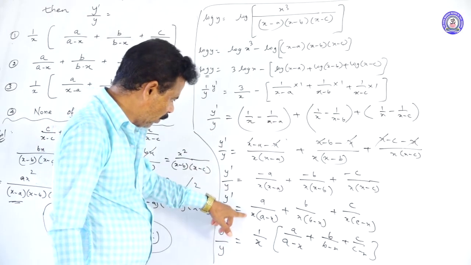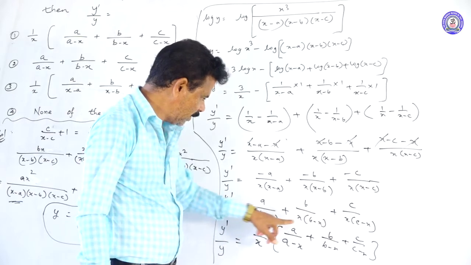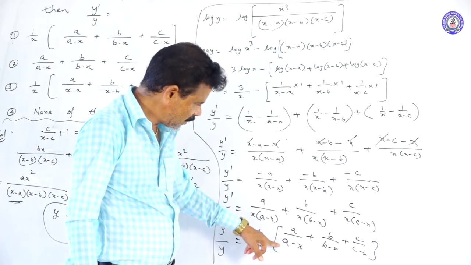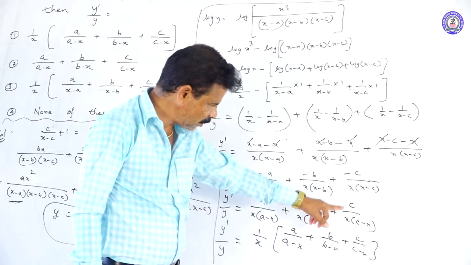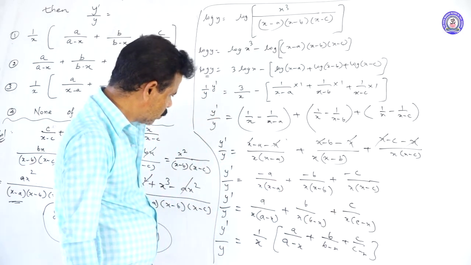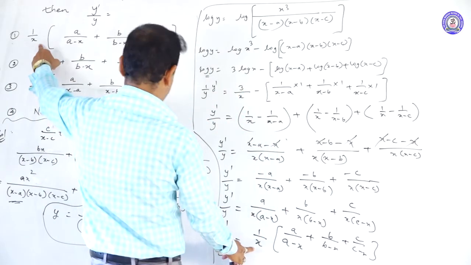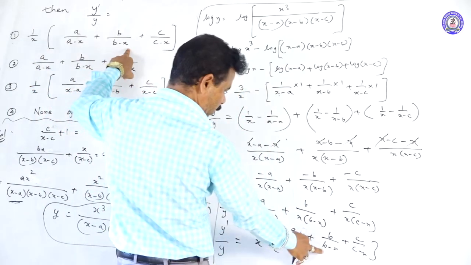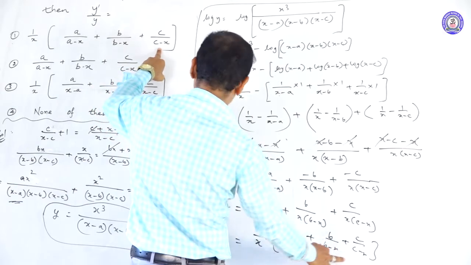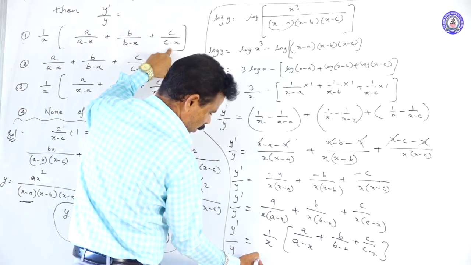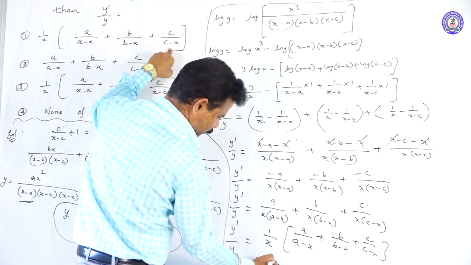Next step, here 1 by x is common in each term, so taking 1 by x common, we have a by a minus x, b by b minus x, c by c minus x. So which is the right answer here? 1 by x, a by a minus x, b by b minus x, c by c minus x. So the first option is the correct answer according to this. Option number 1.